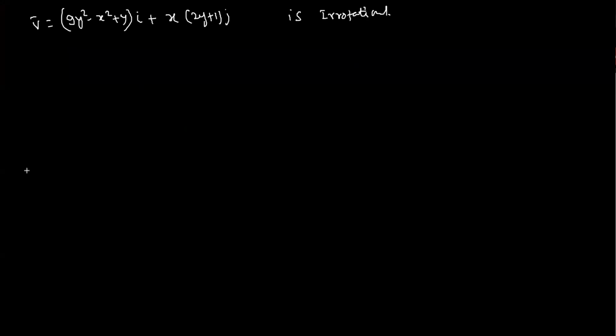So first vector I am taking (9y square minus x square plus y) component of i plus (x 2y plus 1)j. We have to prove this is irrotational. So first I prove this. You know how to prove irrotational? By finding its curl. Curl of vector v. Curl means what? Cross product with vector v. And you know how to find cross product? By using determinant of cross product.